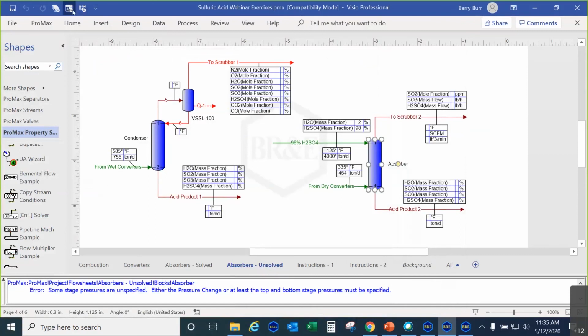I think we can solve the absorber right now. No, I didn't put a pressure drop in there yet. Never mind. Okay, the condenser pressure drop is 0.3 psi.